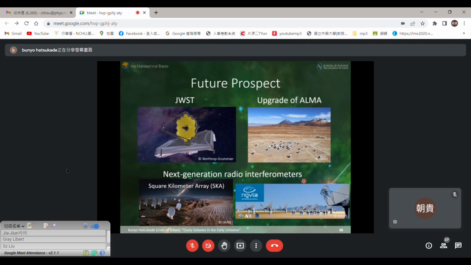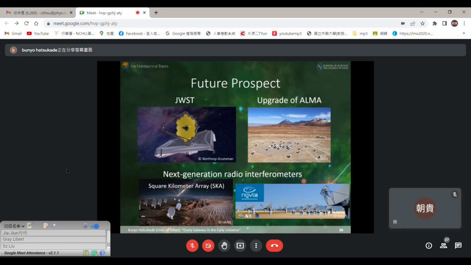So ALMA is in the course of upgrade to improve the sensitivity, angular resolution, and efficiency of observations. And the next generation radio interferometers, such as the Square Kilometre Array or ngVLA, will be online in the coming decade. So the future is bright, especially for young researchers to study the star-forming activity or galaxy evolution in the early universe.